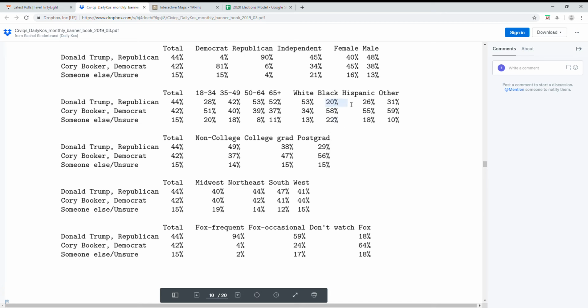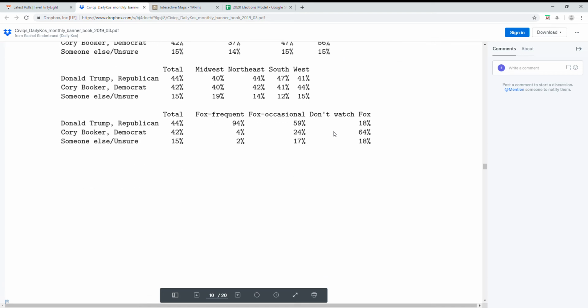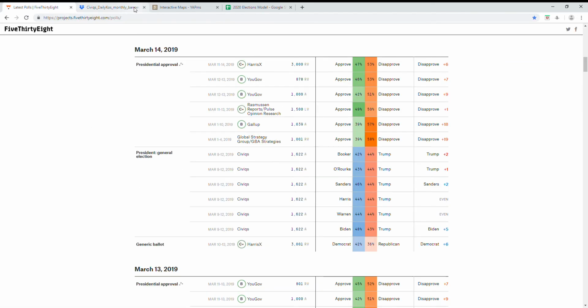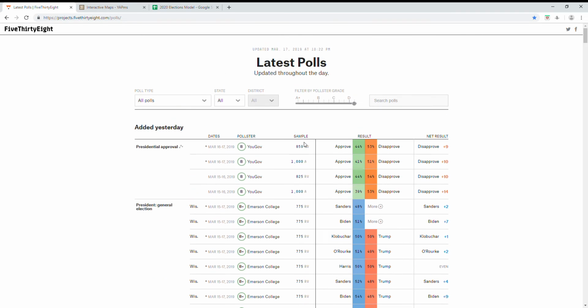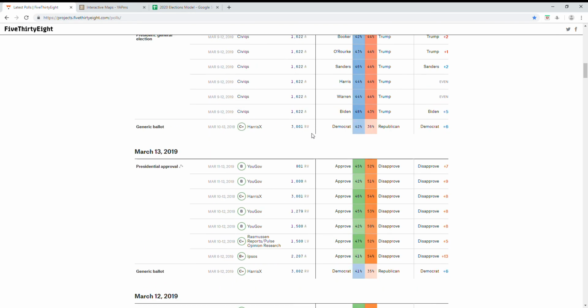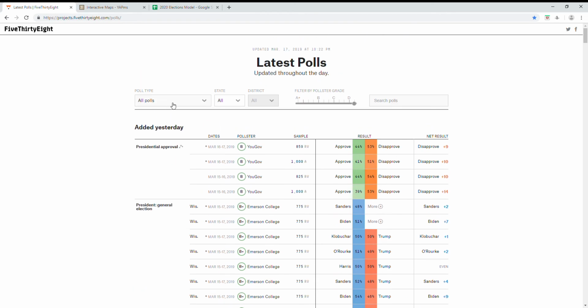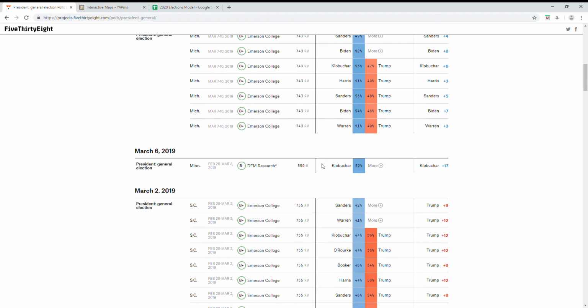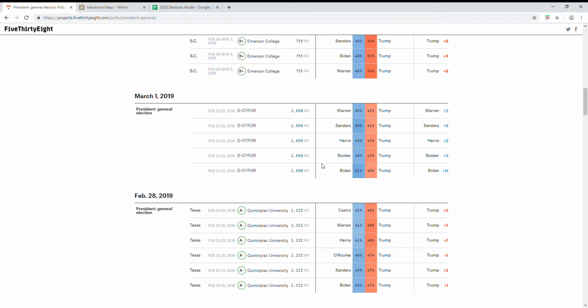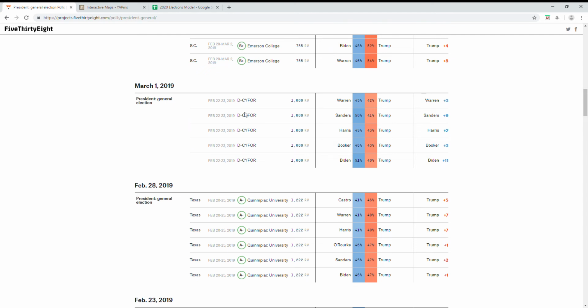And of course, don't just rely on one poll. Relying on one poll is ridiculous because it's just not going to give you the reliability that looking at a bunch of polls will. So let's go up here. Let's go to general election. Let's find another that was a nationwide poll. Here we go. Let's see if we can pull up the crosstabs here.